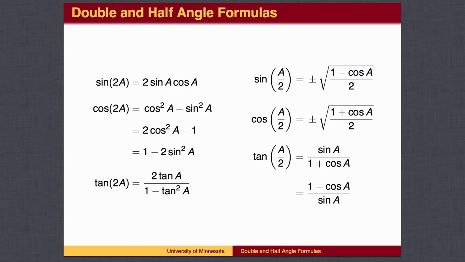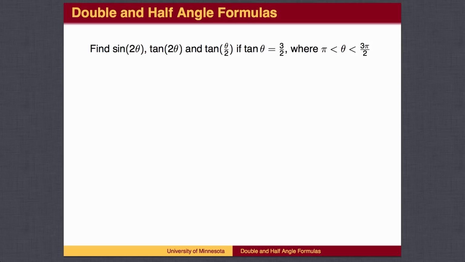For example, if the angle A is between 270 degrees and 360 degrees, then half of angle A will be between 135 and 180 degrees, and will therefore be a second quadrant angle, which will have a positive sine value, but a negative cosine value. To solve problems using these formulas, we use the same procedure as we did with the angle sum formulas.